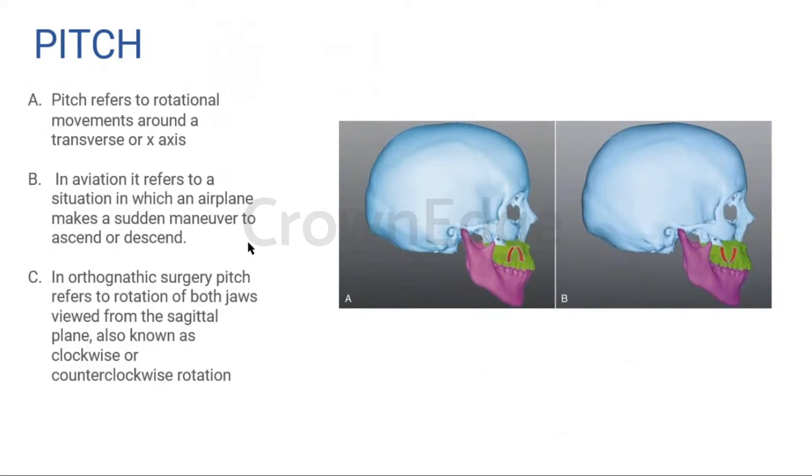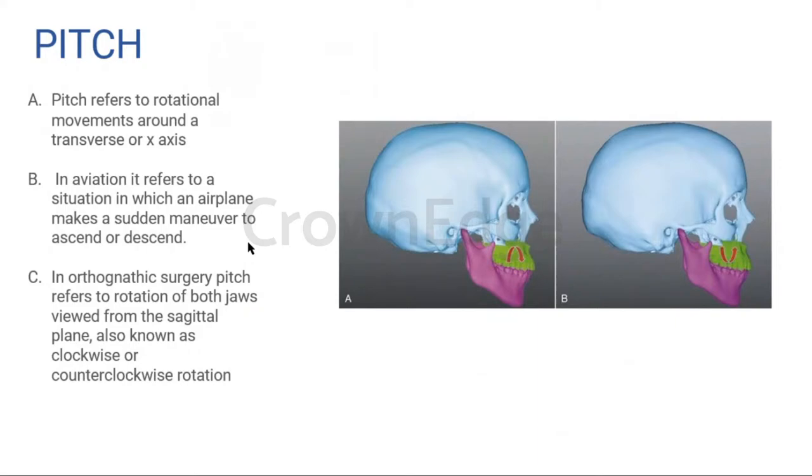Either you can superiorly position the maxilla or it can inferiorly fall down. This is pitch. In orthognathic surgery, pitch refers to rotation of both jaws viewed from the sagittal plane. It can also be known as clockwise or anti-clockwise rotation. I hope everyone gets it. Basically, it is either ascending, when the plane is taking off, or descending, when the plane is landing. These are the two movements in orthognathic surgery, and this is what we call pitch.